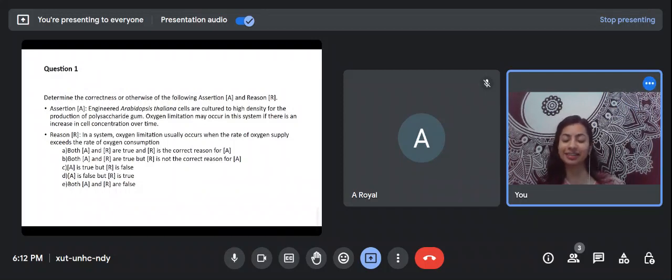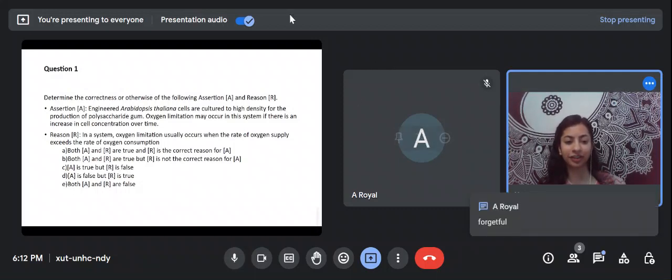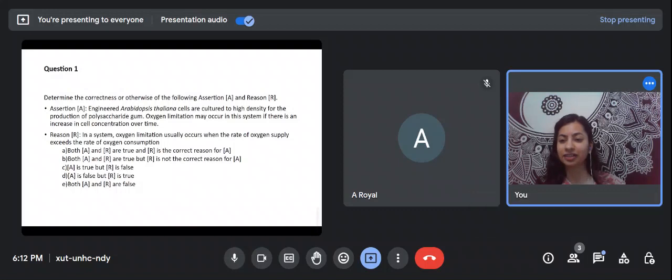You would have seen this in the last session, so you will already know the answer to this. Forgetful? That's not a problem. It's okay. What do you think it is? Do you think the assertion is correct or not? Do you think oxygen limitation may occur?